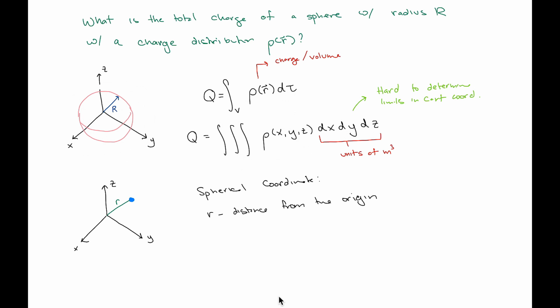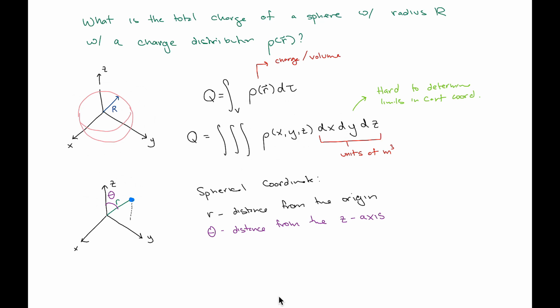Of course, that's not enough to really specify where this point is in space. I also need to know where it is along the sphere. So I can define another angle, and this angle I'm going to call theta. And theta is the distance from the z-axis. That's still not enough, because if that's all I had, it could be anywhere along this ring here. So I need one more quantity to precisely define where this object is.